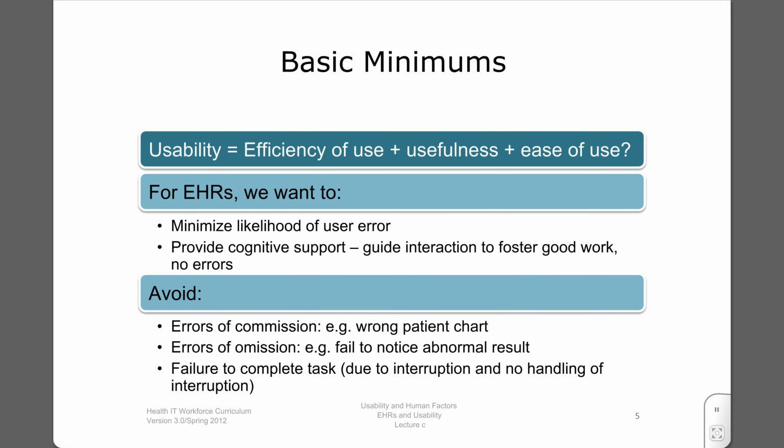Usability includes ease of use, usefulness, and efficiency. In healthcare, minimizing user error is of utmost importance, as is providing cognitive support to clinical activities. Errors can be errors of commission, such as placing data in the wrong patient chart, or omission, such as the user failing to notice an abnormal result due to the interface. We also want to avoid failure to complete tasks.